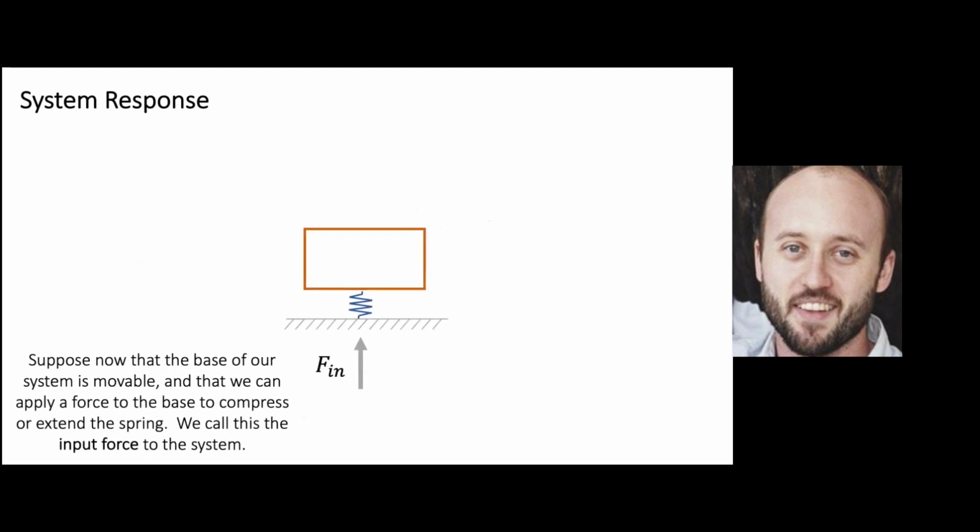So instead of just simply displacing it and letting it go, we're going to now allow the base of this system that the bottom of the spring is attached to move. And let's say that we provide an input force. So we'll call that Fn. So it's an input force into the system.